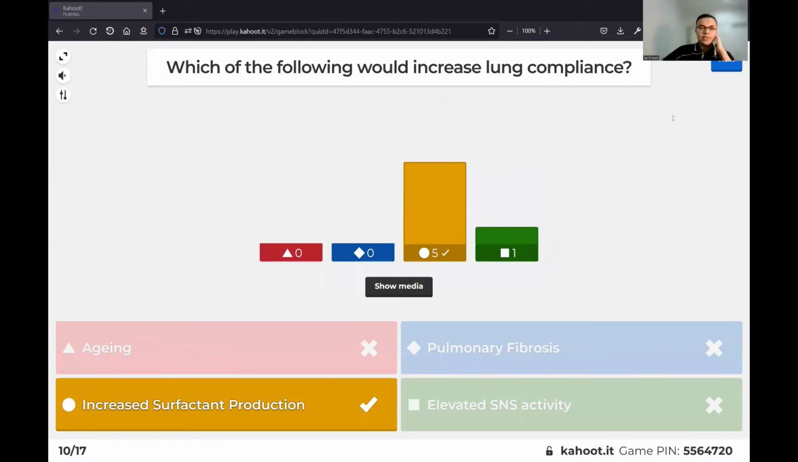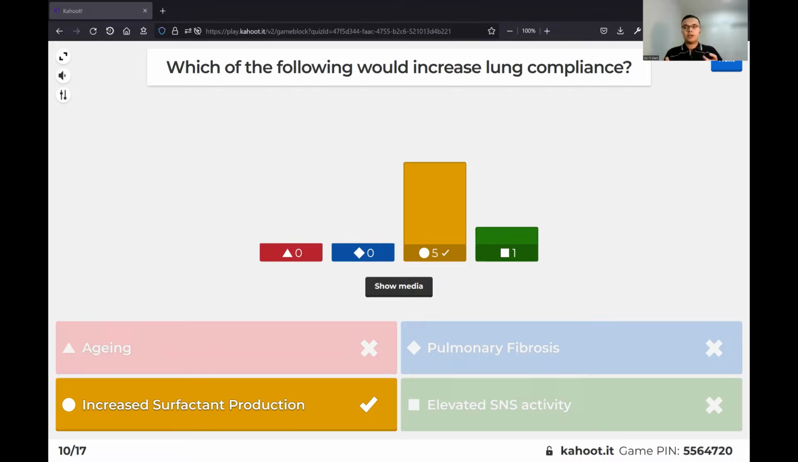All right, let's have a think about, first of all, what the word lung compliance means. The word compliance refers to the characteristic of being able to be easily opened up, with the lungs. So in this case, factors that would increase lung compliance would make them more easily open up and expand. And aging and pulmonary fibrosis are two examples of factors that actually cause the opposite.